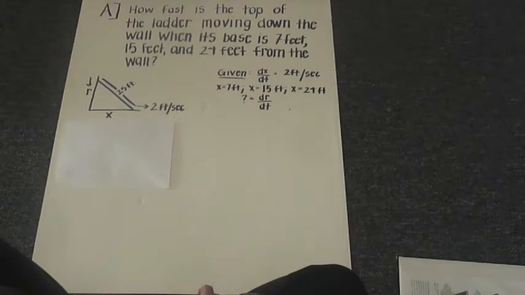Part A says, how fast is the top of the ladder moving down the wall when its base is 7 feet, 15 feet, and 24 feet from the wall?